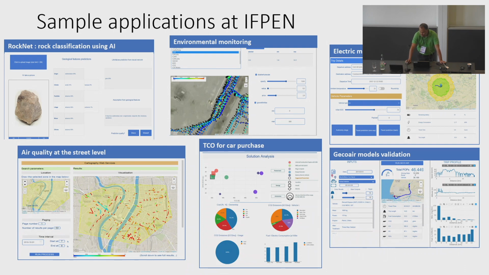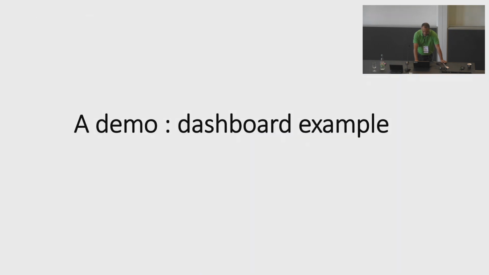Or the digital twin model validation of GCOR. GCOR is an app that helps drivers drive better, avoid aggressive driving to consume less and pollute less, and its digital twin validation was done with Chalkit. So these are examples of dashboards. I think Martin introduced why we do dashboards, so I think you are aware of the need.